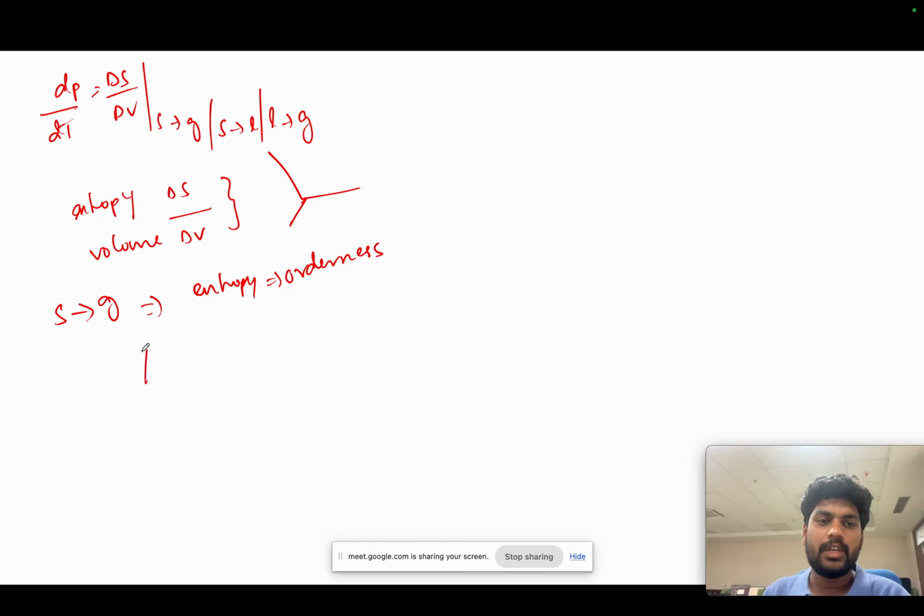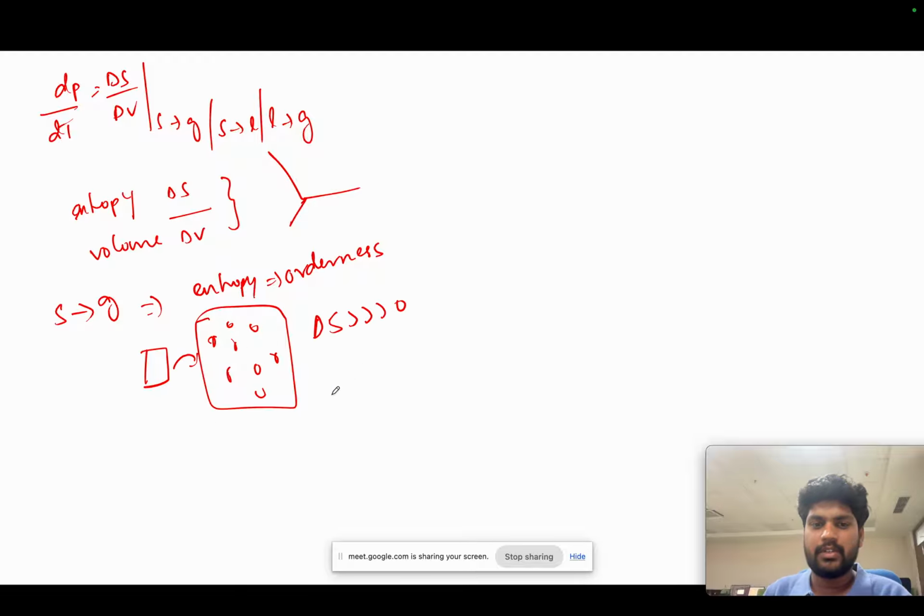Okay, for solid it will be packed, and for the gases the molecules are disordered. It will be in the higher order. So it means delta S is far greater than 0, and the volume too. The volume of a container of a small ice cube is different from the volume of the gas. So delta V is also greater than 0. That's why delta S by delta V will be greater than 0, because they both are higher, and delta S will be much higher than delta V. So that's why we have this curve.